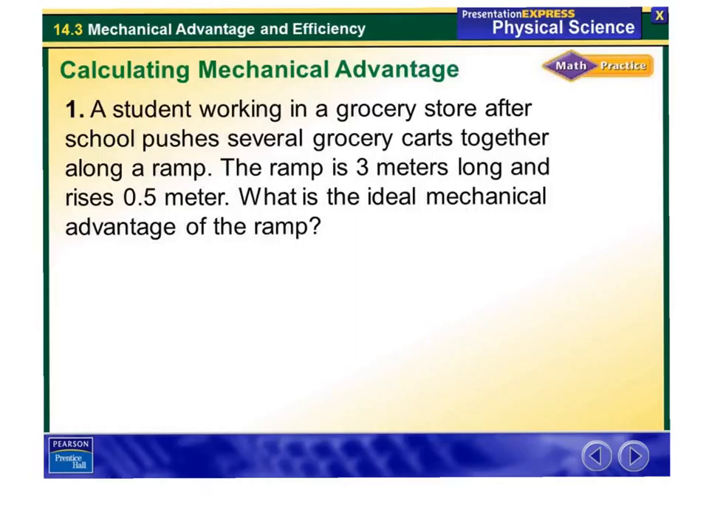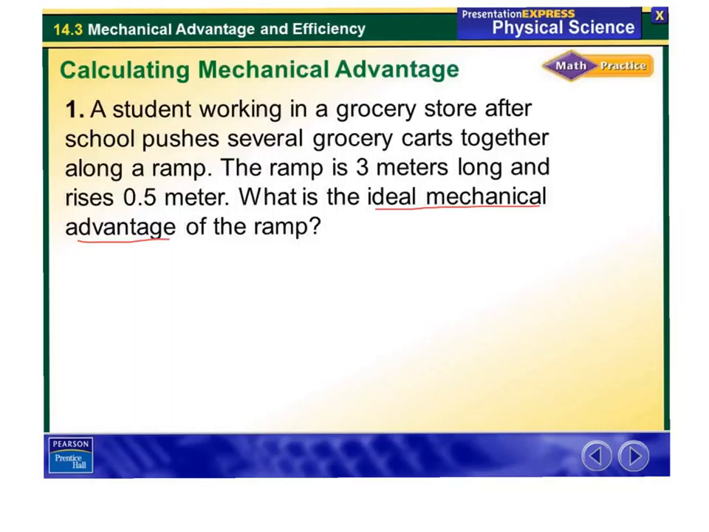Okay, let's practice another example from page 425. This is question 1. I want you to notice what the question is asking you to solve for. We find it here at the end of the problem. What does it say? We're looking for ideal mechanical advantage.